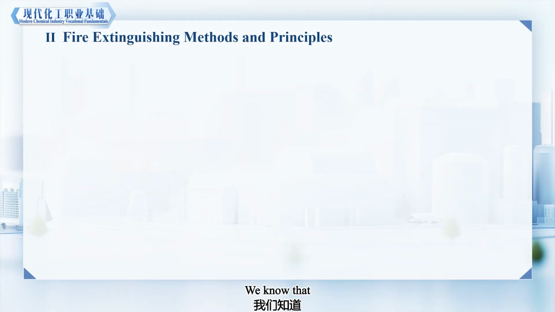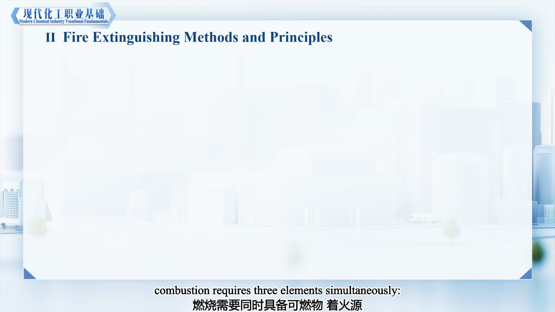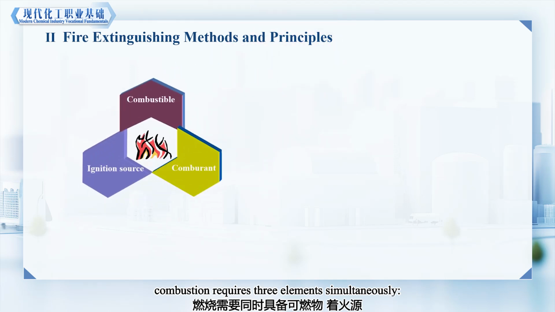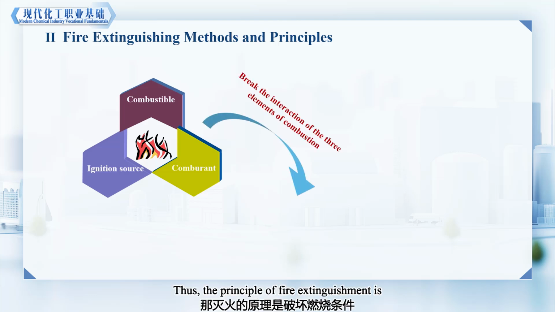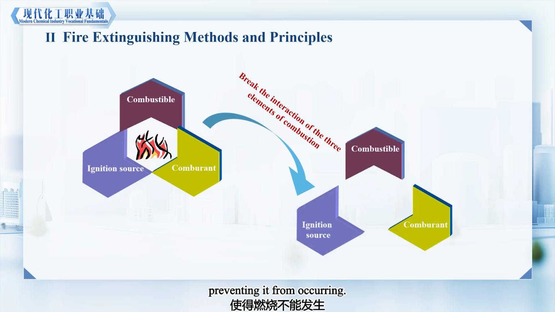We know that combustion requires 3 elements simultaneously: fuel, an ignition source, and an oxidizer. Thus, the principle of fire extinguishment is to disrupt the conditions necessary for combustion, preventing it from occurring.